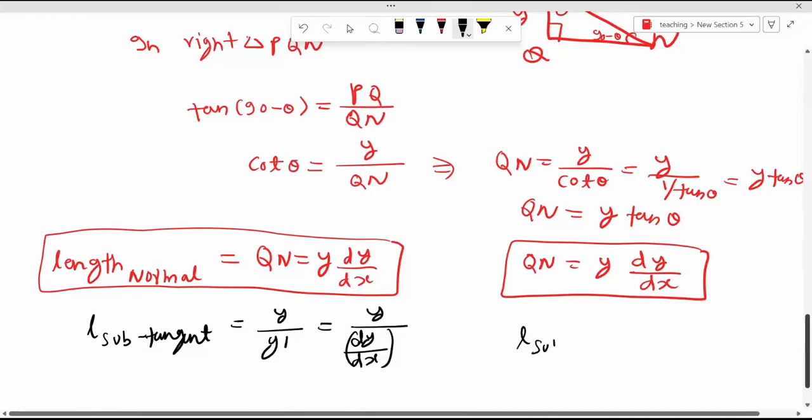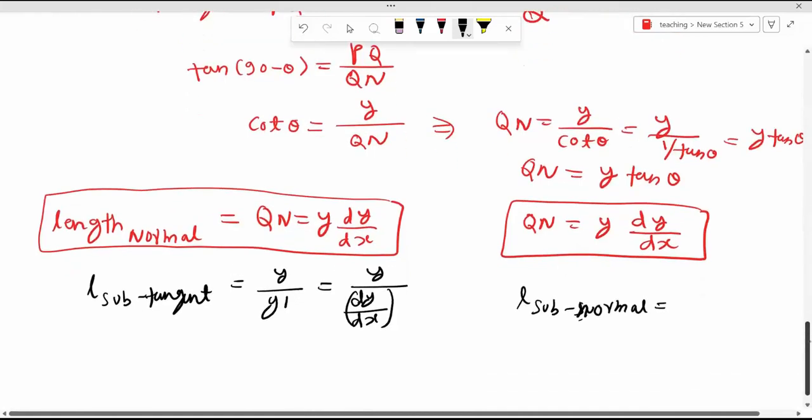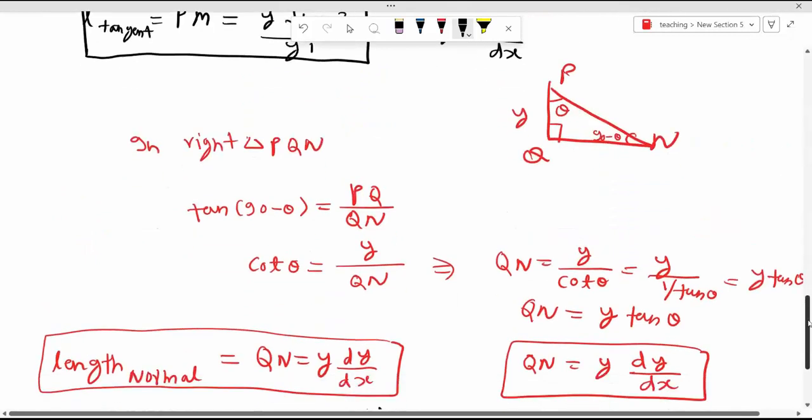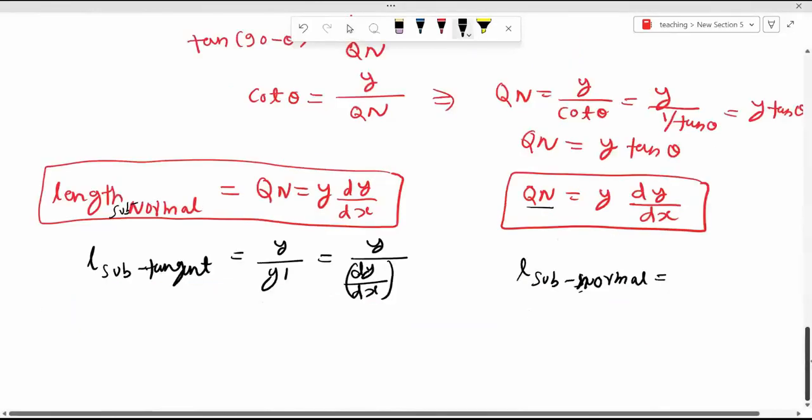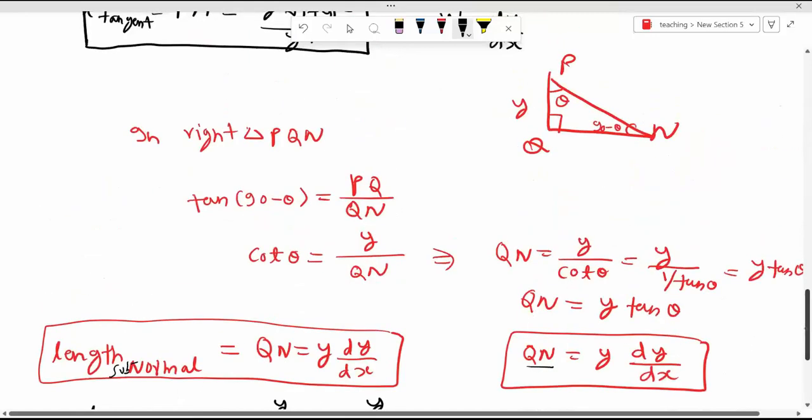And we have to find length of subnormal. Subnormal is the length of QN, and QN is y dy by dx. Sorry, here we make a mistake. Actually, we have to find length of the normal, and length of normal is PN. Here we find only the value of QN. This is the length of subnormal. Subnormal is y dy by dx. Now we have to calculate the length of the normal. Length of normal is length of this PN, and PN is equal to under root PQ square plus QN square.